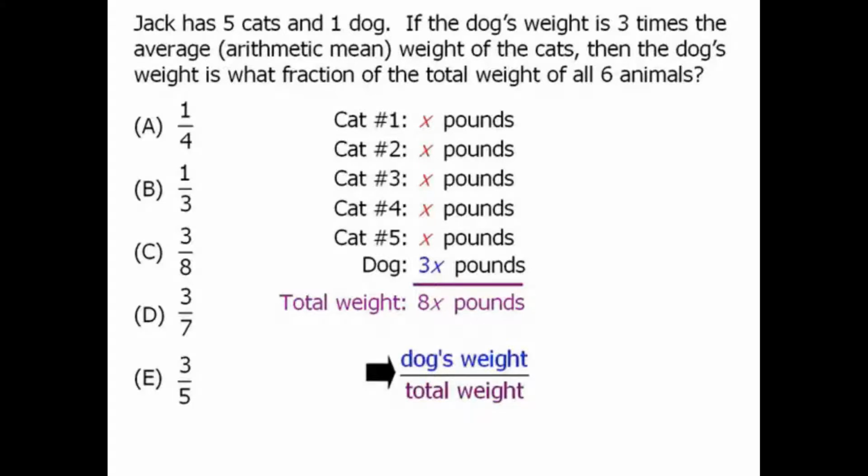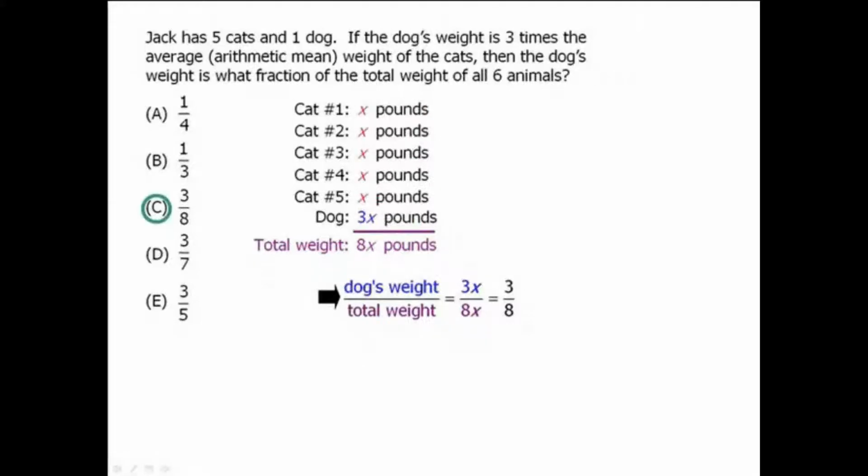So the dog's weight is 3X pounds and the total weight is 8X pounds. This simplifies to be 3/8, so our answer is C.